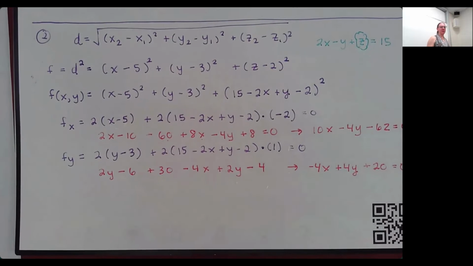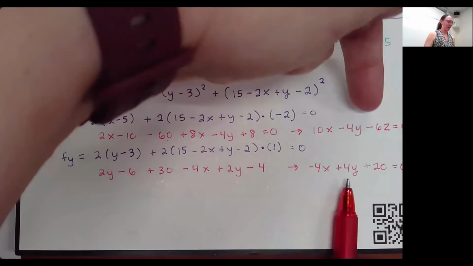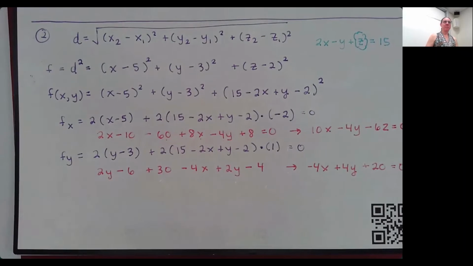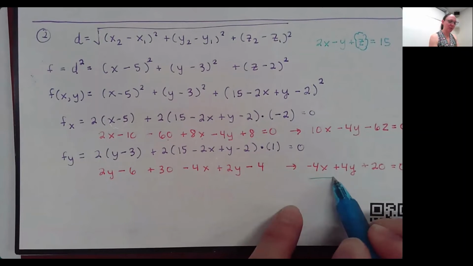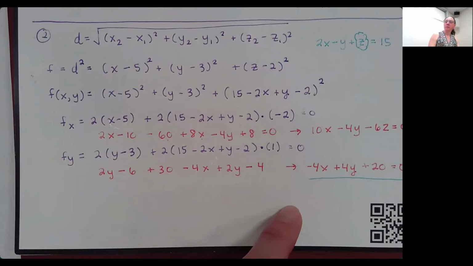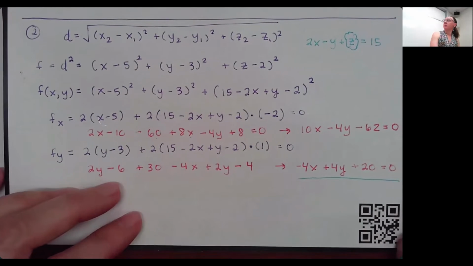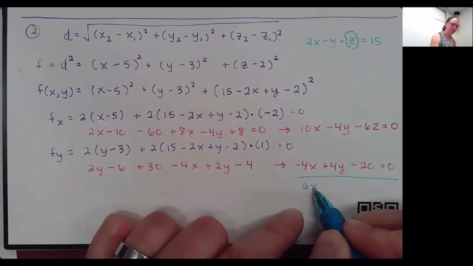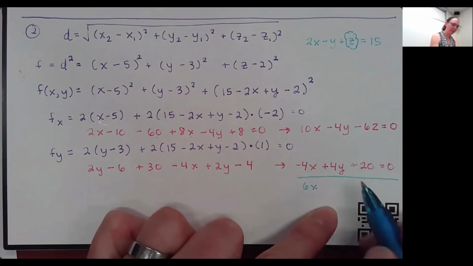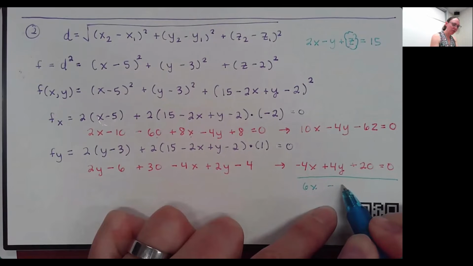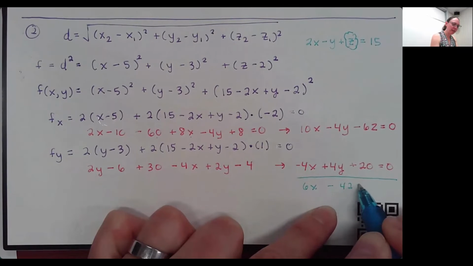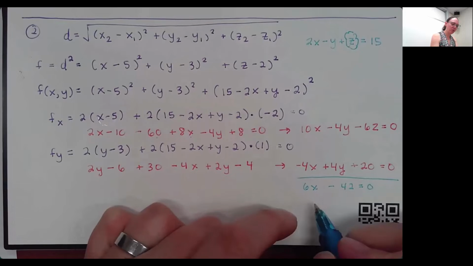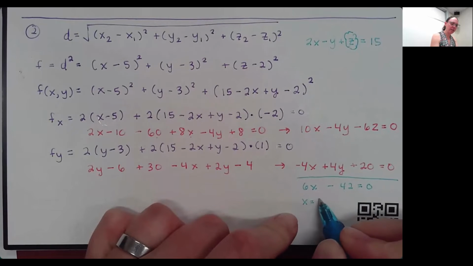And conveniently, because my y's have the same coefficient and opposite signs, I'm going to solve this system by quickly just adding the two of those together. If I add those together, I am looking at 6x plus 0y minus 42 is equal to 0. So it looks like x needs to be 7.